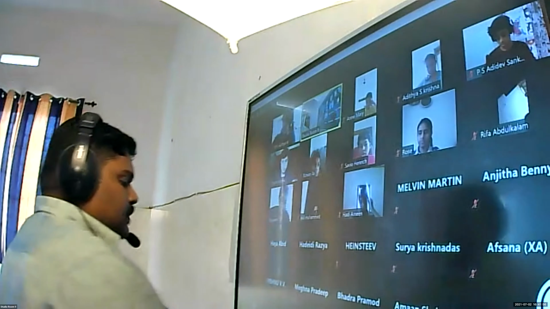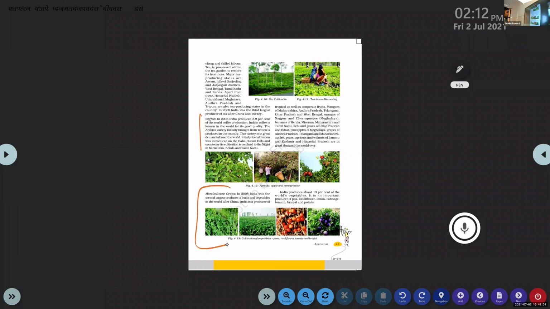So another product that we produce in India, in 2008. Your book is different, the year is different there. Is that 2016? Yes, sir. Okay. India was the second largest producer, right? Second largest producer of fruits and vegetables in the world after China. India is the producer of tropical as well as temperate fruits. Underline that. We are the second largest producer of fruits and vegetables after China. In India, both tropical as well as temperate fruits are grown.